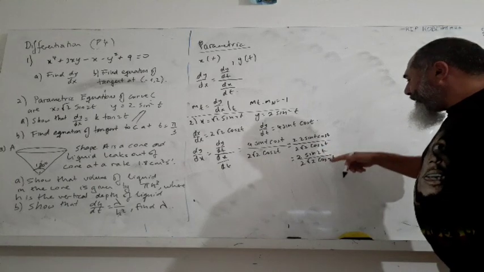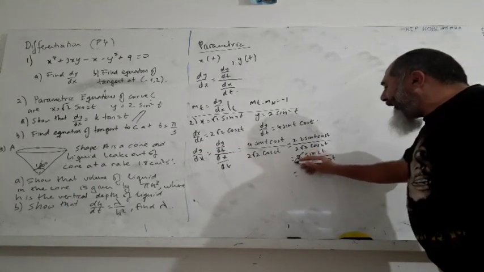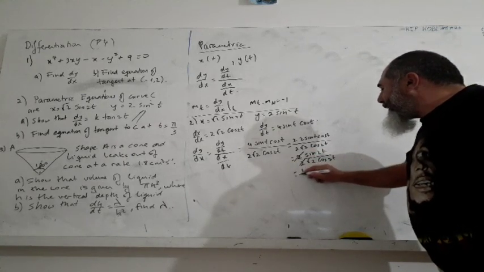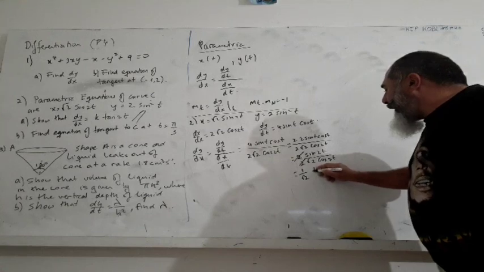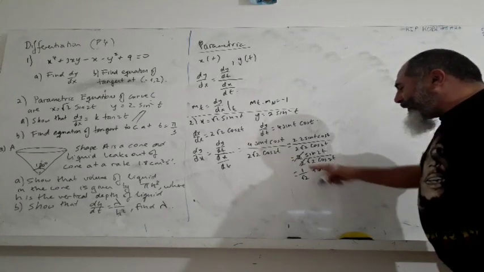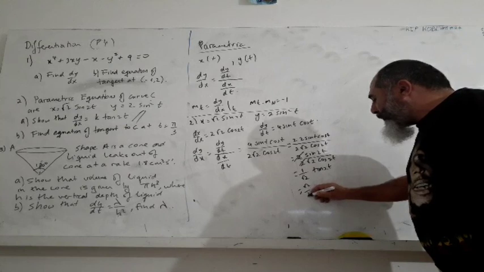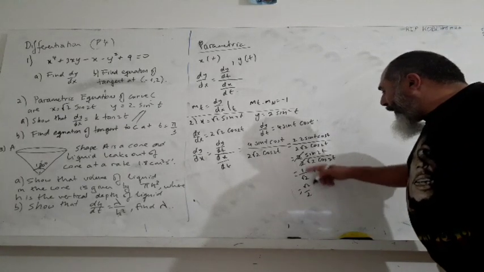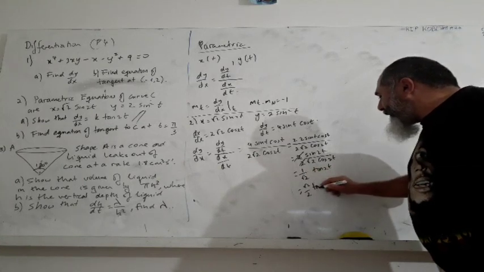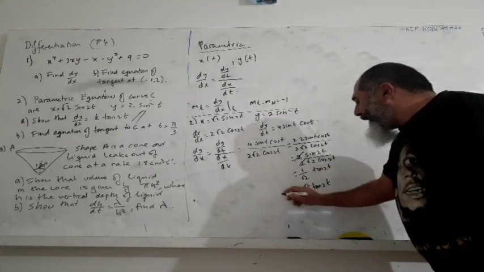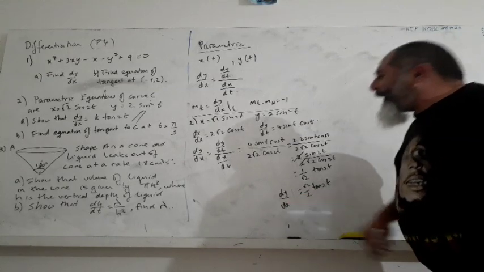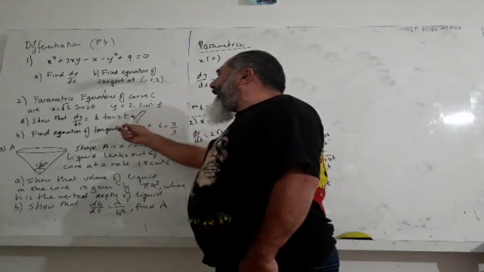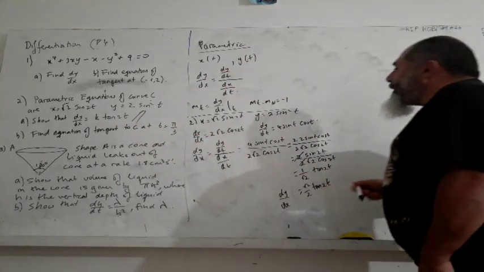The sine 2t's cancel each other, so this is 1 over root 2 tangent 2t. In place of that, we can write root 2 over 2 tangent 2t, the rationalized form of 1 over root 2 tangent 2t. That is dy over dx, and it is in the form of the answer that is asked in the question. That's the answer for part A.